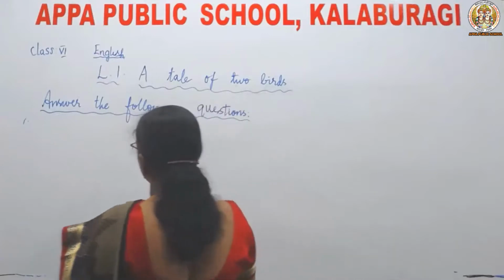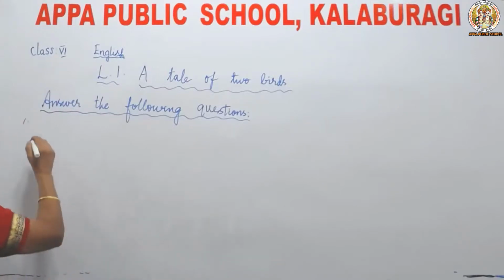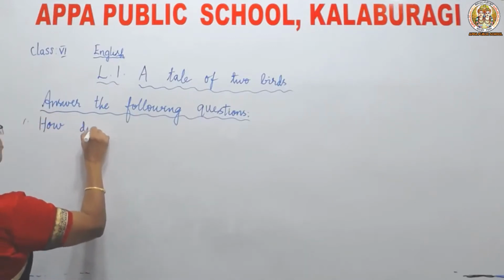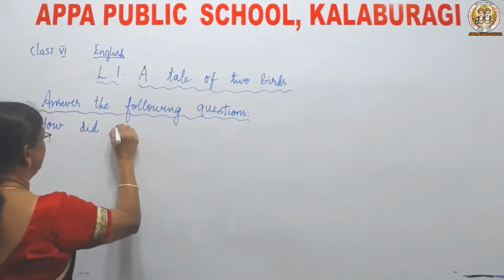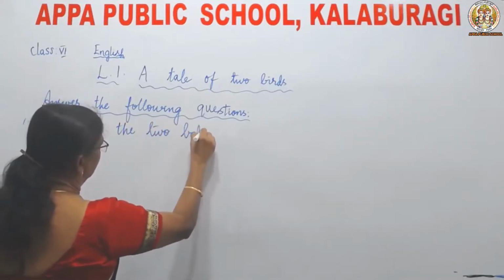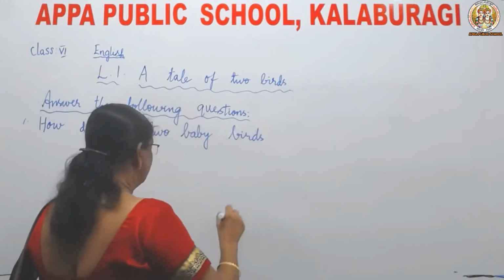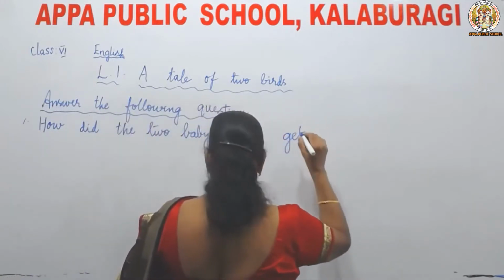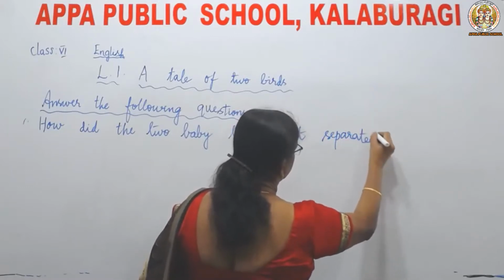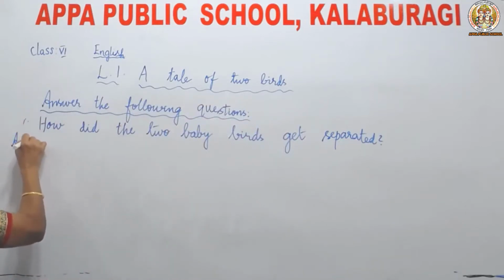Under that, you can write, answer the following questions, and you can begin writing the question as well as the answer. How did the two baby birds get separated? Already we had learned, how did they get separated?